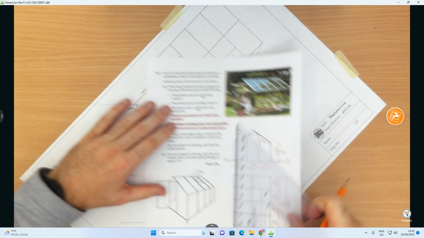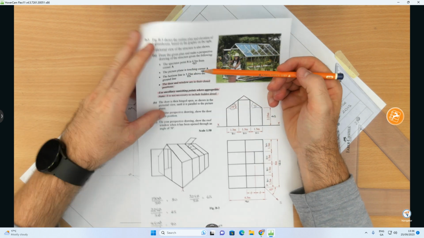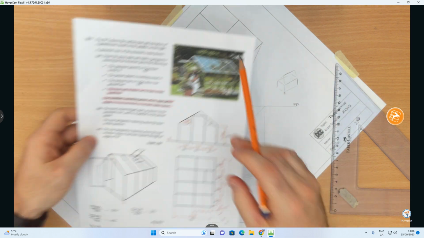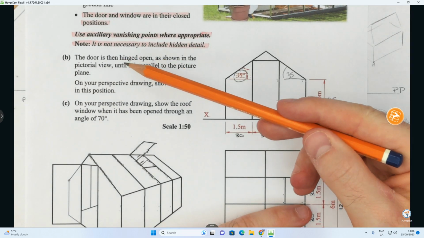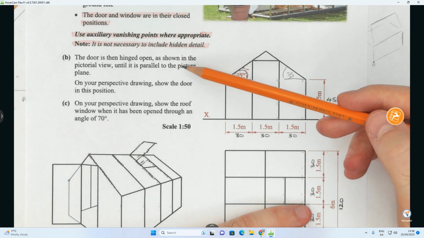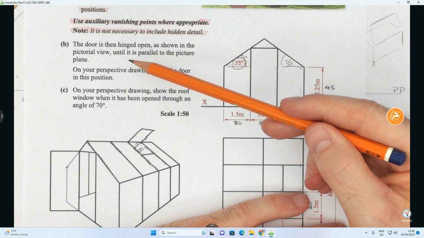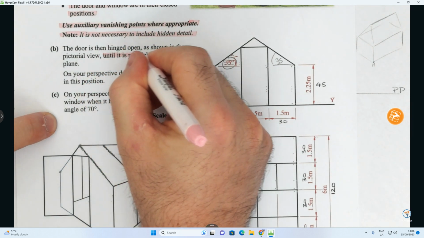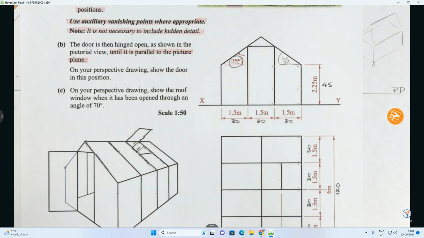So it says there, part A, draw the given plan and make a perspective drawing of the structure given the following, and we've used all this information here and we've completed this. Now, part B, I'm going to zoom in here. It's saying for part B, the door is then hinged open, as shown in the pictorial view. So we can see here the door is now in its open position, until it is parallel to the picture plane. I'm going to highlight that. That's important: until it is parallel to the picture plane. That's your little hint. On your perspective drawing, show the door in this position.